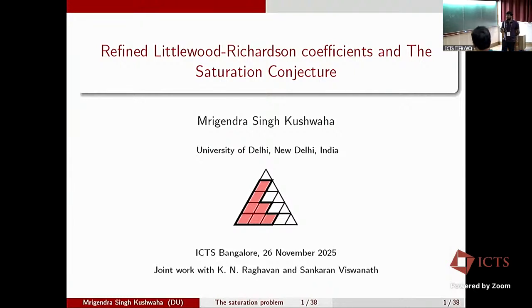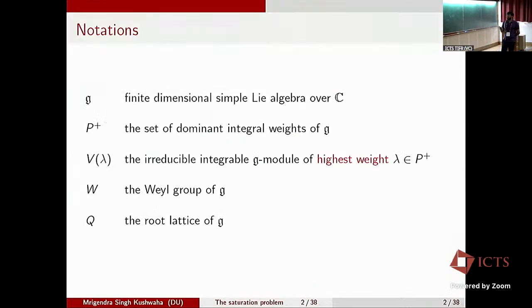So I will begin with some basic notations. G will denote a finite dimensional simple Lie algebra. For simplicity, I am considering only finite dimensional simple Lie algebras. P plus denotes the set of dominant integral weights of G, and V lambda denotes the irreducible integrable G module of highest weight lambda, W is the Weyl group of G and Q is the root lattice of G.